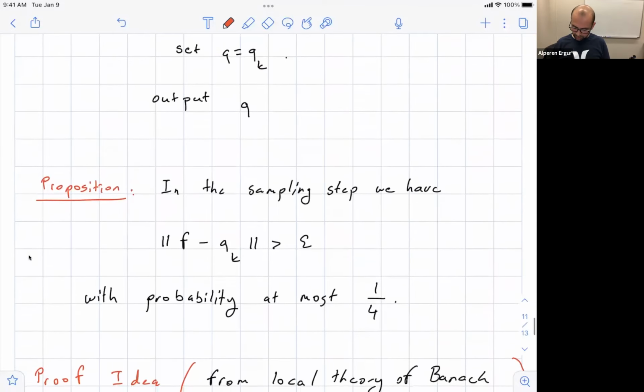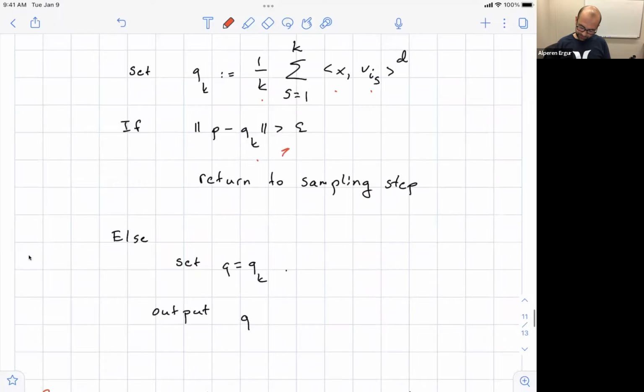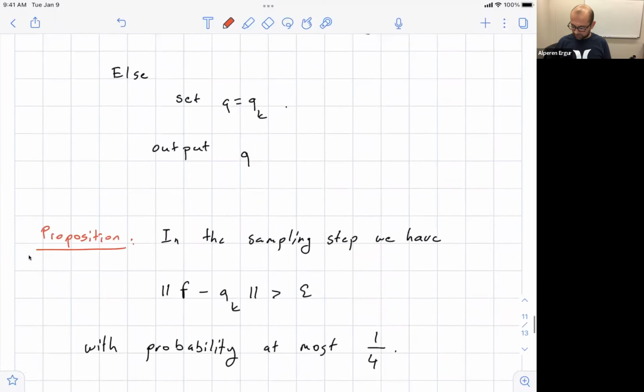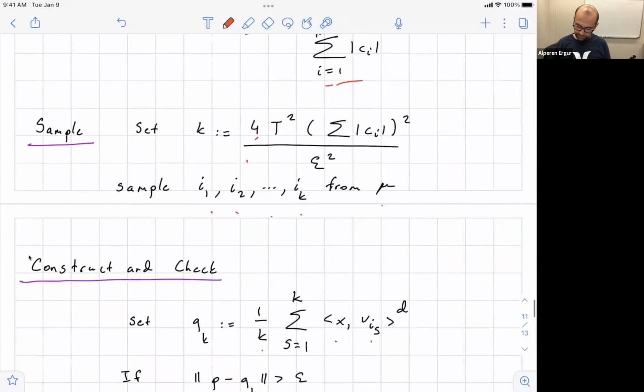And the proposition that you end up proving is that this not being close enough happens with probability at most 1/4, because I put a 4 here. You can make it bigger, and your probability will increase, right? Basically, the experts from the local theory of Banach spaces back in the day figured out the correct thresholds. If you read their ideas and change them a little bit using this context, you can prove this proposition.